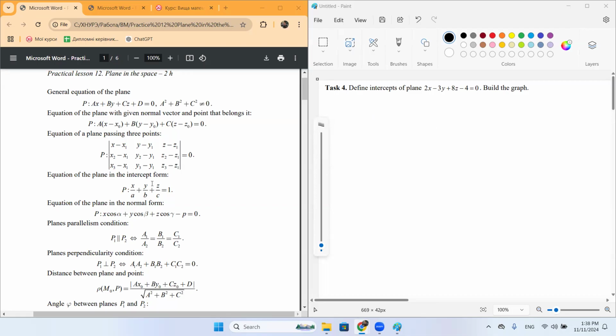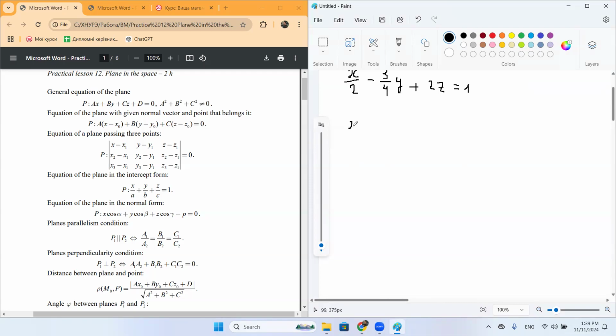So we need to go to this form here, and basically there are steps how to do it. So step by step, everything in details. It's 8 equals 4. And let's divide it by 4, so both parts. X by 2 minus 3 fourths y plus 2z equals 1.